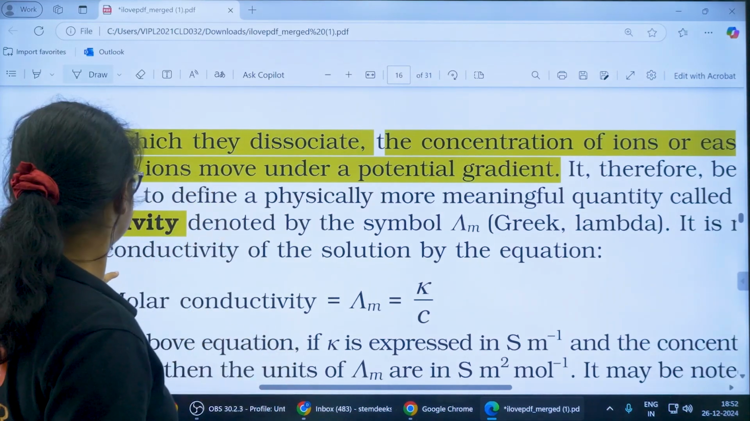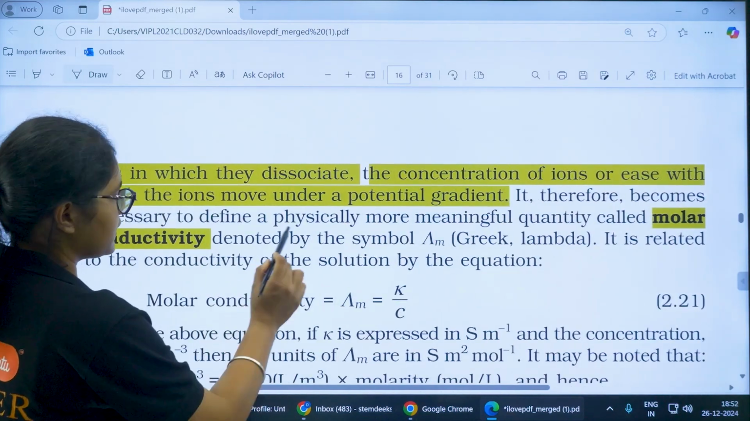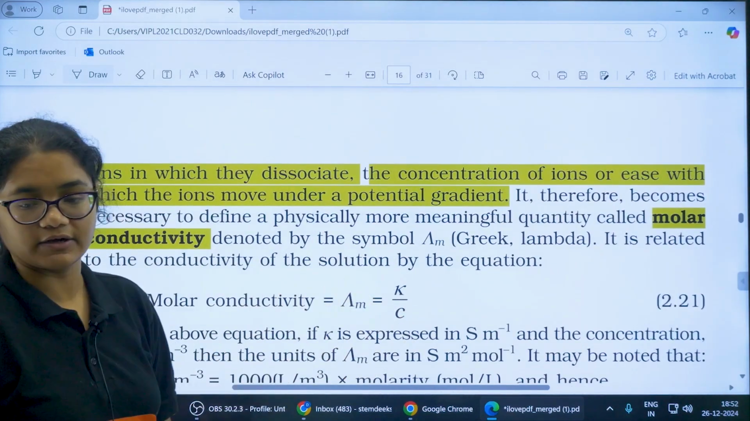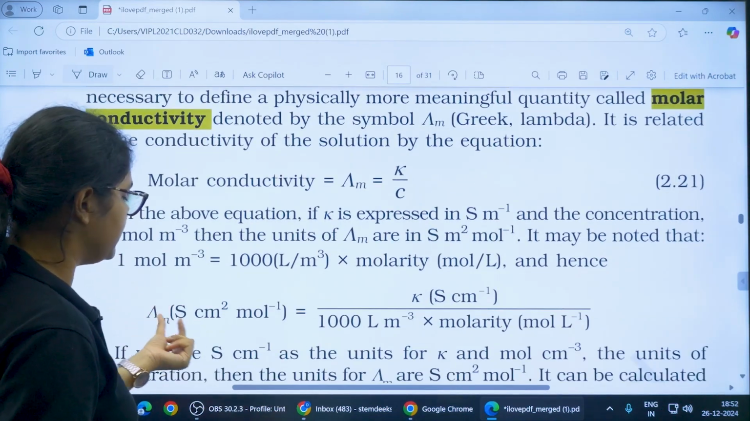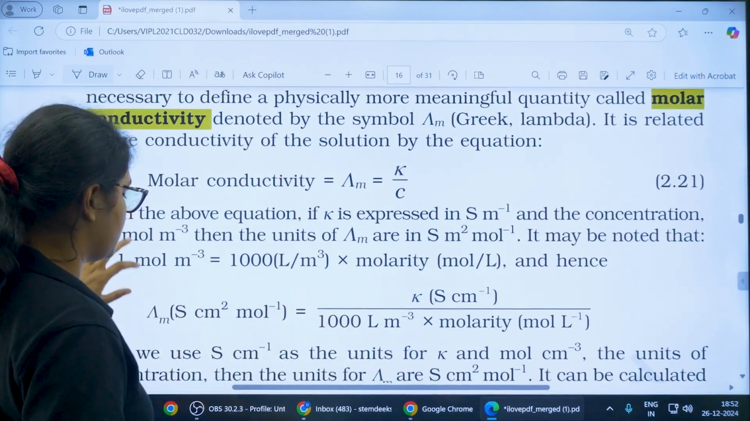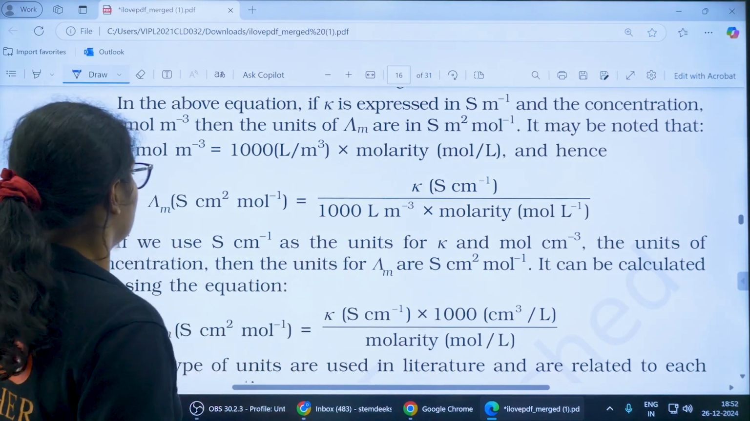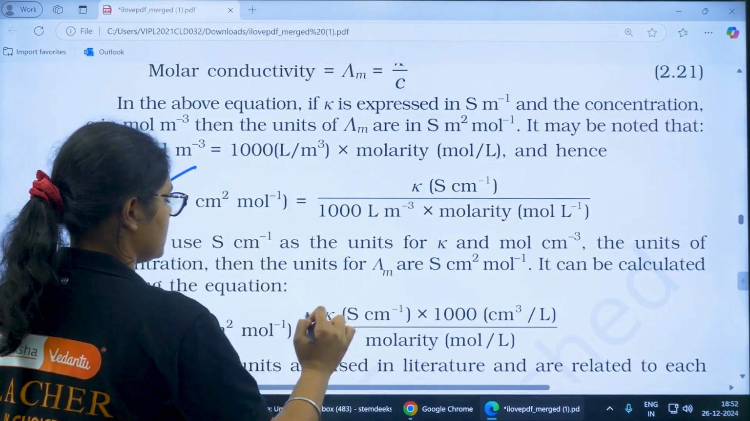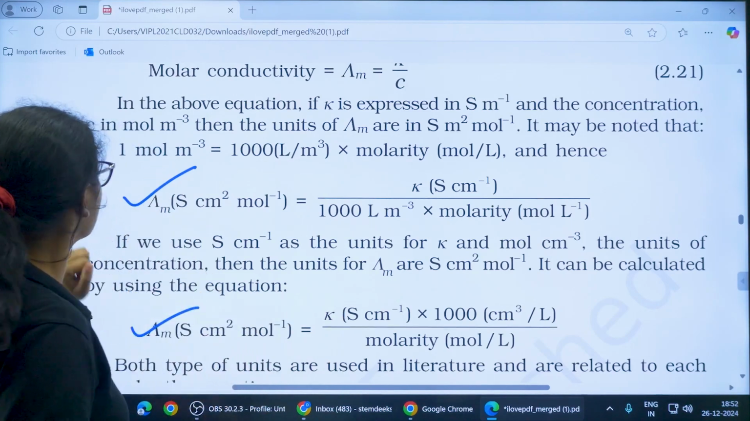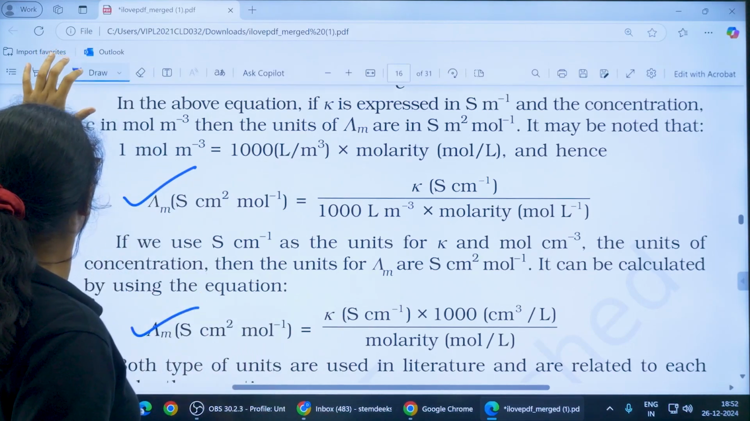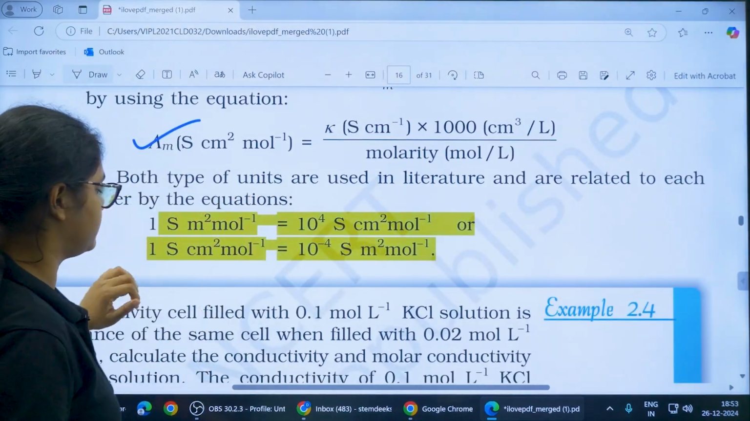These are the two things on which the conductivity will depend. Next we have molar conductivity, the formula of molar conductivity is kappa by C. Next, if it is in meter, what should be the formula? Next, if centimeter, what should be the formula? These two formulas are important, so mark these two formulas. Now going forward, there are some unit conversions that you should be knowing.